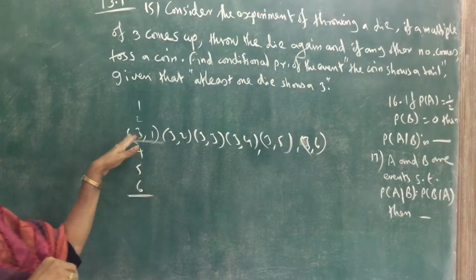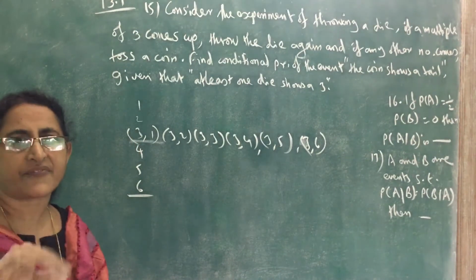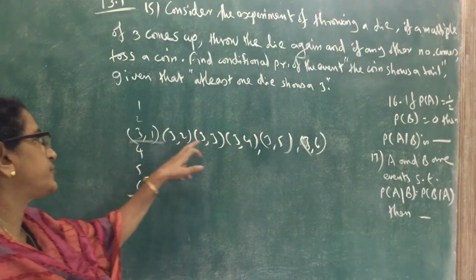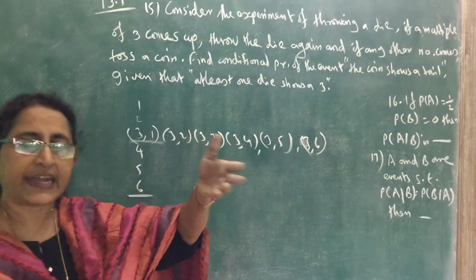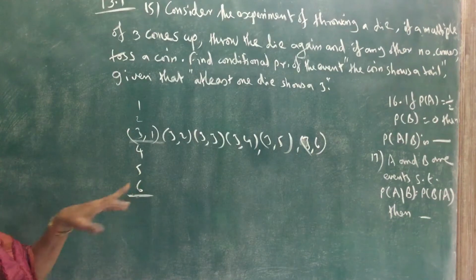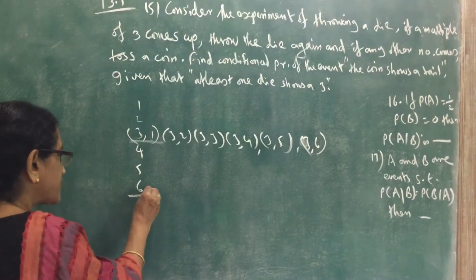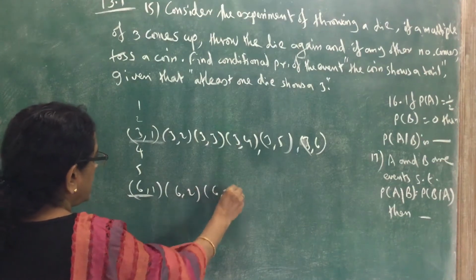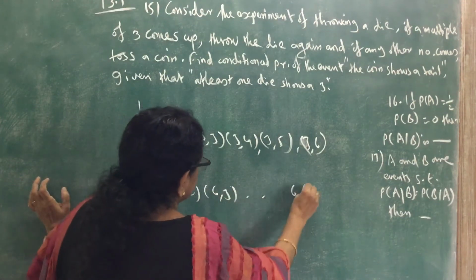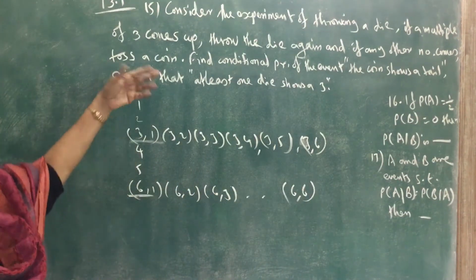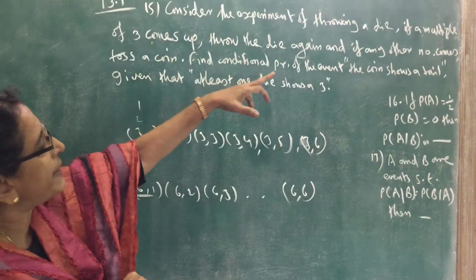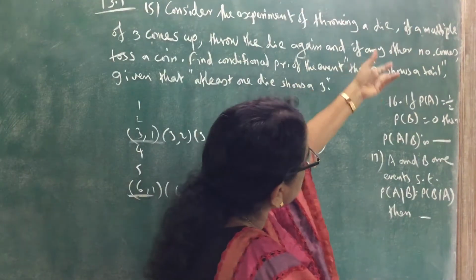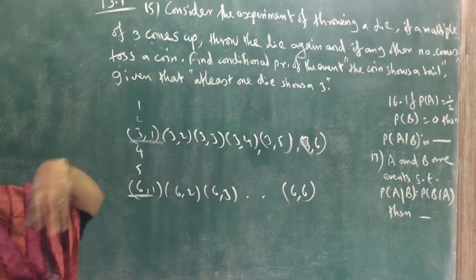So suppose you get 3 in the first throw, then the possible outcomes are 3,1; 3,2; 3,3 and so on, because you are throwing a die again. In the case of 6 also, throwing the die again, we get 6,1; 6,2; 6,3, and so on up to 6,6. Now, if the multiple of 3 comes up, throw the die again, and if any other number comes, then toss a coin.